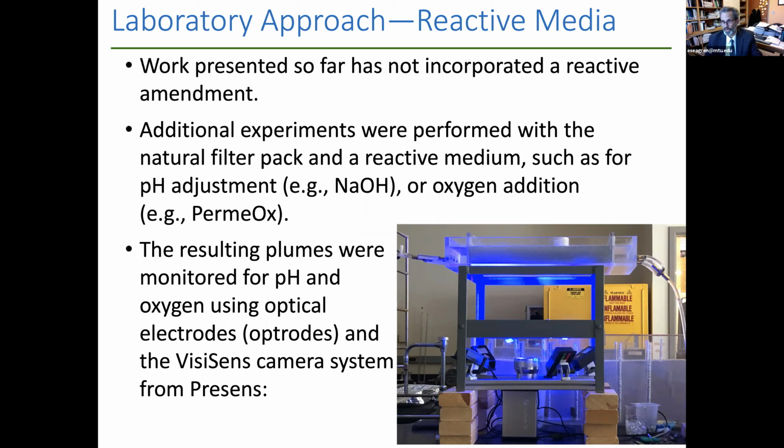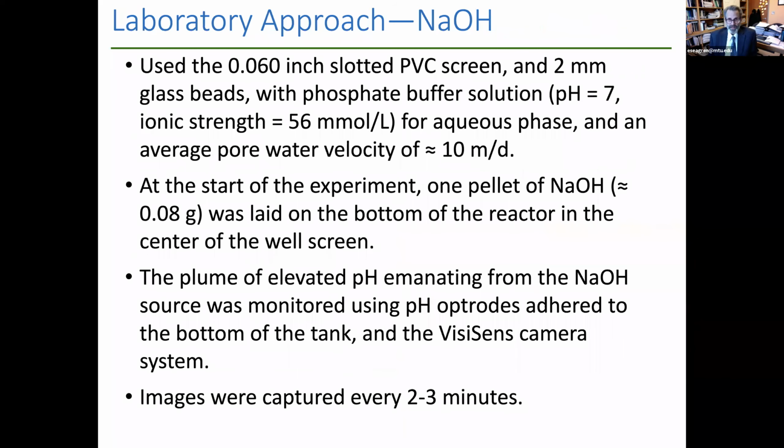So this is kind of a cool way to follow the plume of these reactive materials. Now, in the case of sodium hydroxide, in all of these experiments with the reactive media, since we got the biggest plume with a 0.06 inch slotted screen, we focused on that. Again, 2-inch internal diameter. We used 2 millimeter glass beads.